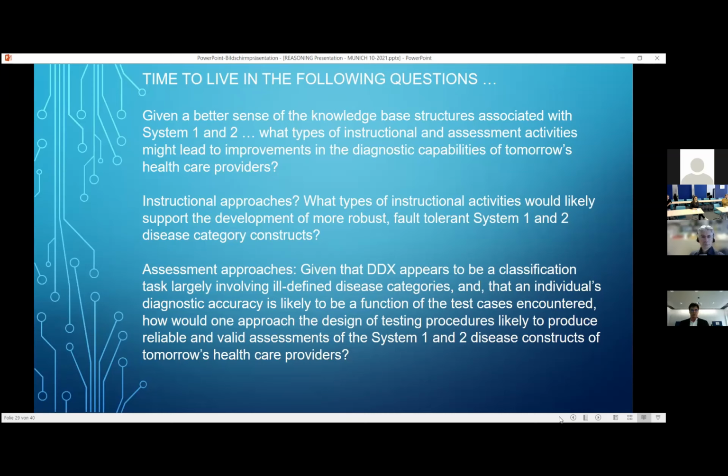Let's talk about instructional approaches. What types of instructional activities would likely support the development of more robust, fault-tolerant System 1 and System 2 disease category constructs? And from an assessment perspective, given that DDX appears to be a classification task largely involving ill-defined disease categories, and that an individual's diagnostic accuracy is likely to be a function of the test cases encountered, how would one approach the design of testing procedures likely to produce reliable and valid assessments of the System 1 and System 2 disease constructs of tomorrow's healthcare providers?